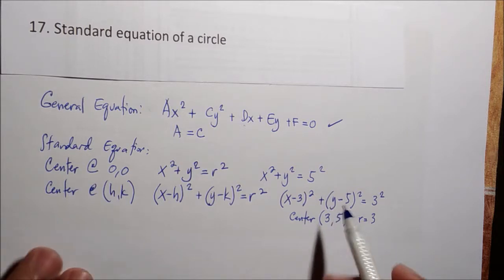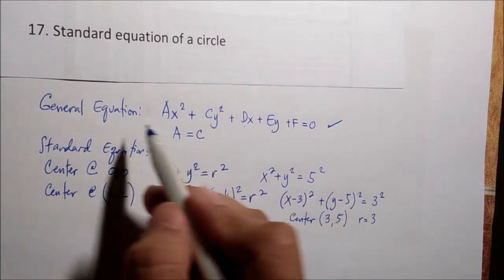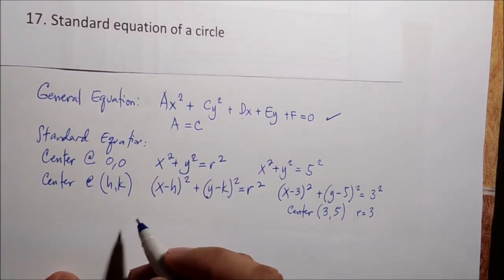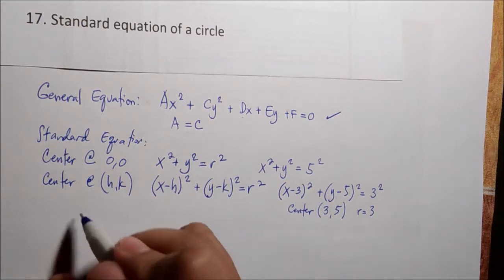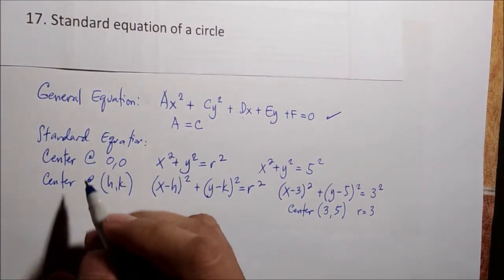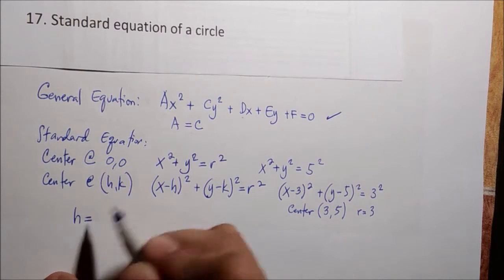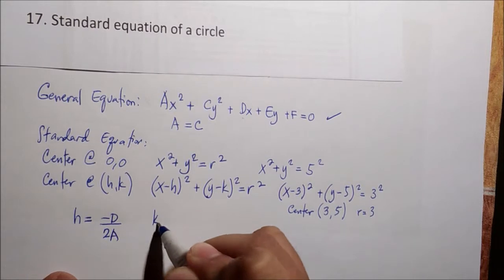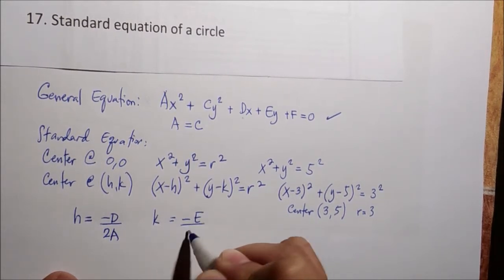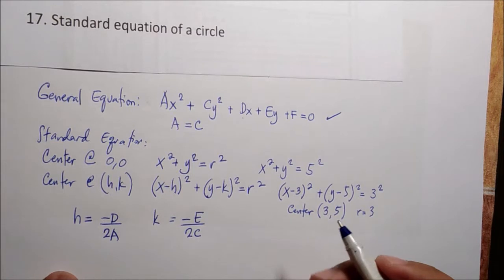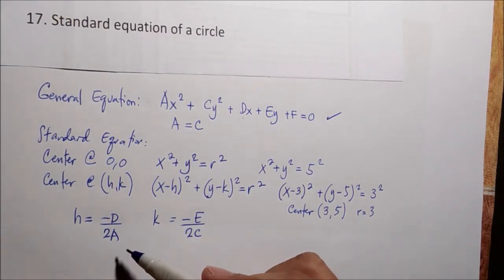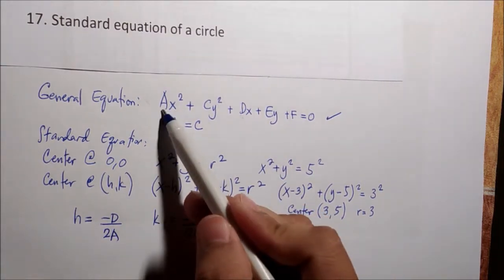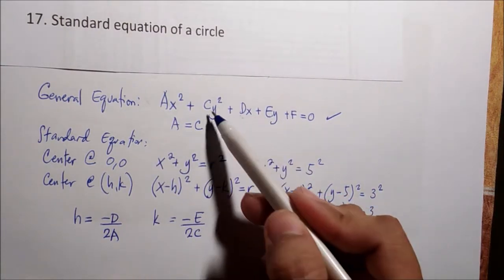And here, for the general equation of a circle, how to find the coordinate of the center, we have the formula: h is equal to negative d over 2a. k is equal to negative e over 2c. Okay, so this will be the coordinate of the center, that is negative d over 2a and negative e over 2c.